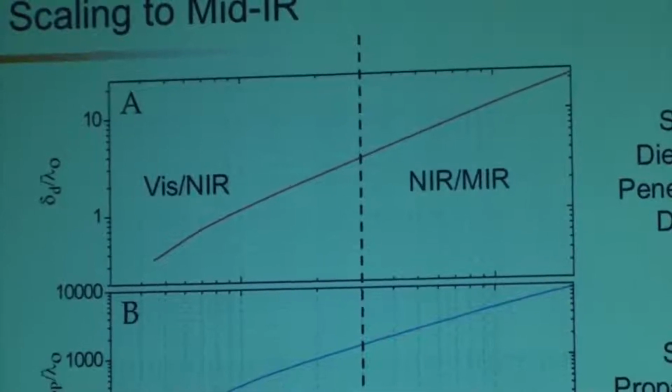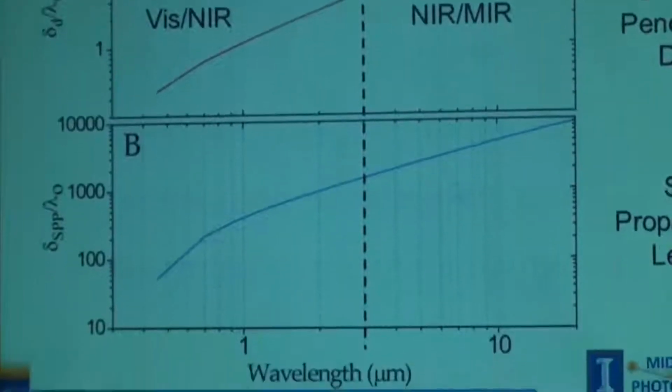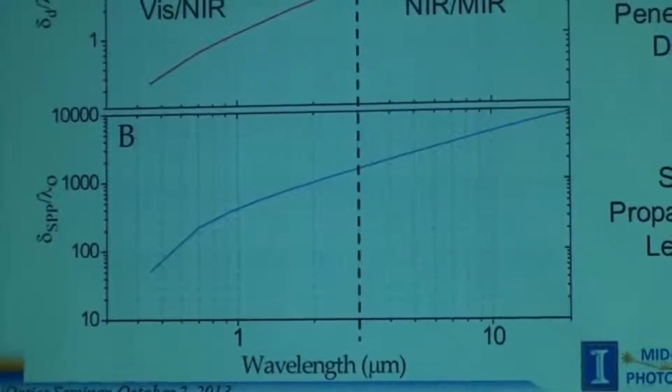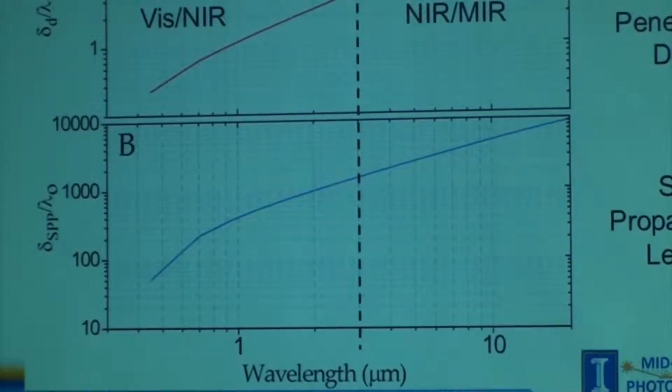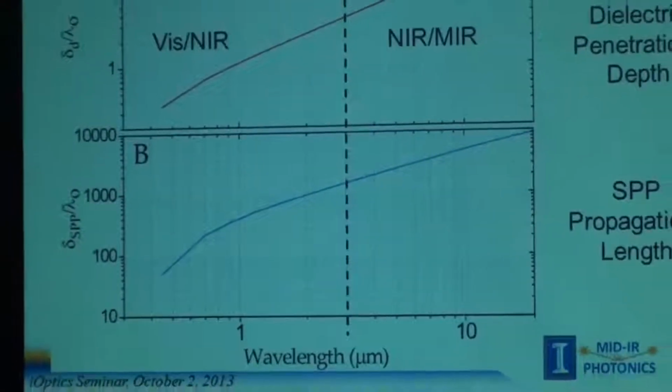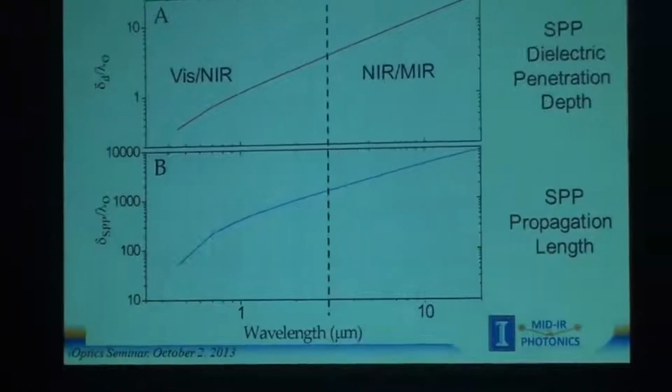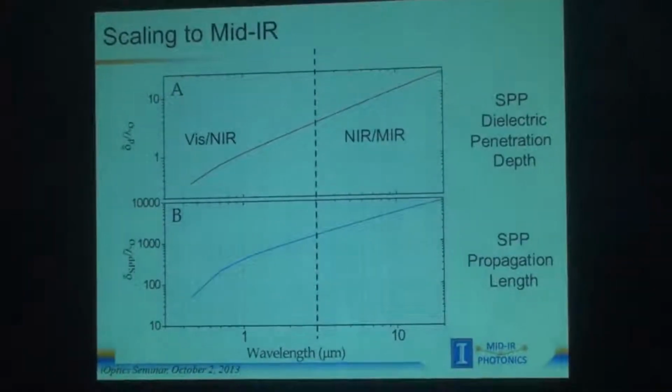Now, the flip side of that is that the propagation length goes to thousands of wavelengths. So these things are very weakly bound, but of course they propagate for very long distances because they don't interact with the metals. Right? So you don't have much of your mode inside the metal, which means that your losses are much, much lower. So that has some interesting aspects.